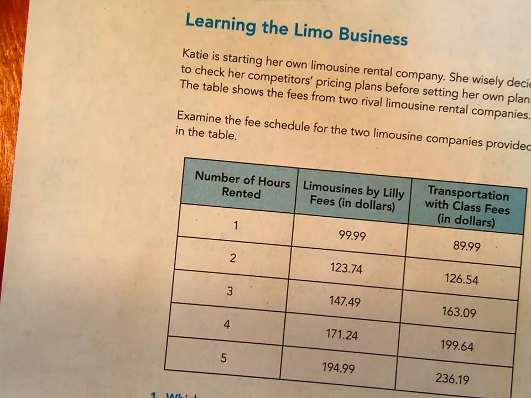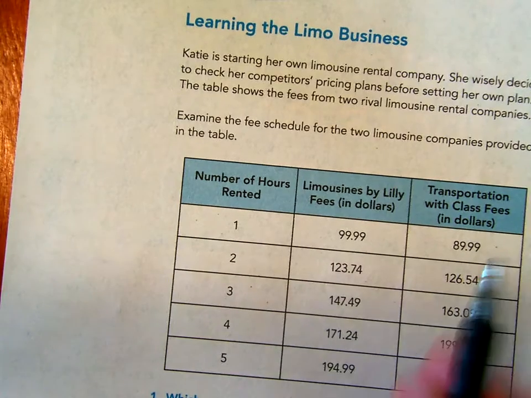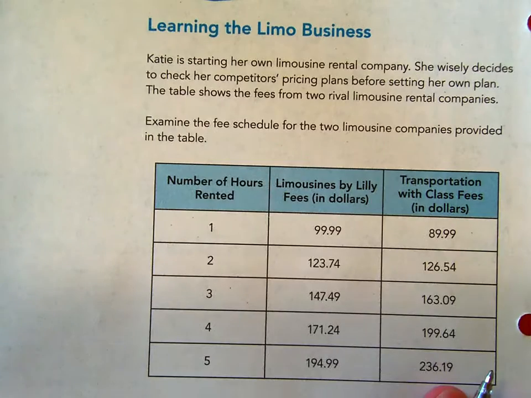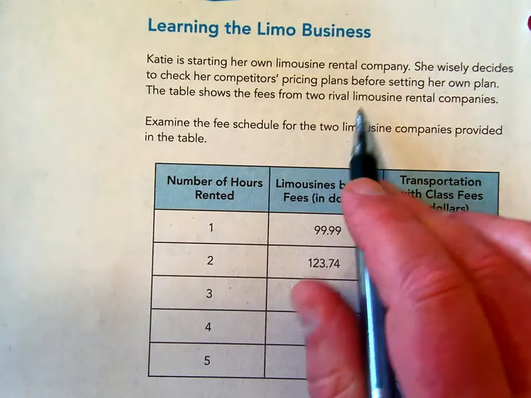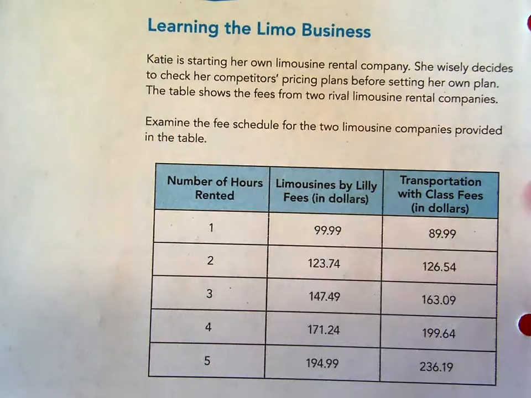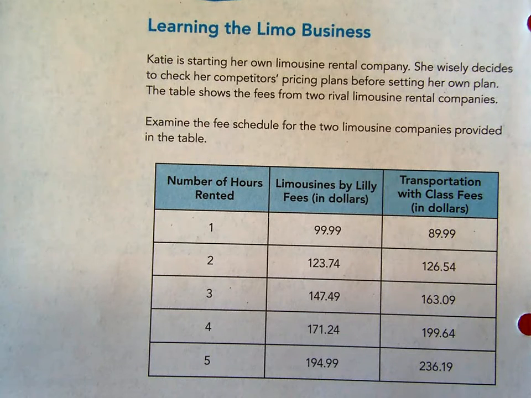Let's take a look at the next page. Learning the limo business. Katie is starting her own limousine rental company. She wisely decides to check her competitors' pricing plans before setting her own plan. The table shows the fees of the two rival limousine rental companies. Examine the fee schedule for the two limousine companies provided in the table.